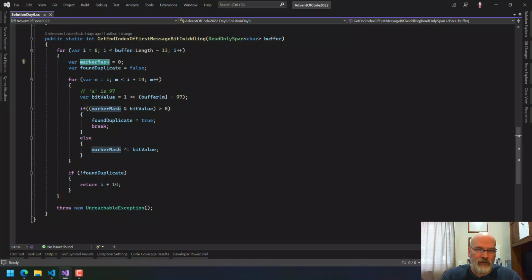So this is a nice reminder that sometimes you can optimize things in ways that may not be as obvious, but it does make your code a little bit quicker.